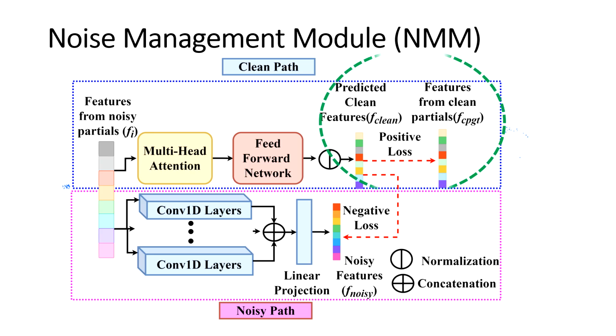So the NMM has two goals. The first goal is to pull the clean features closer to the features of the actual clean ground truths in order to create a positive alignment. And the other goal is to push apart the noisy features and the clean features as far away as possible.